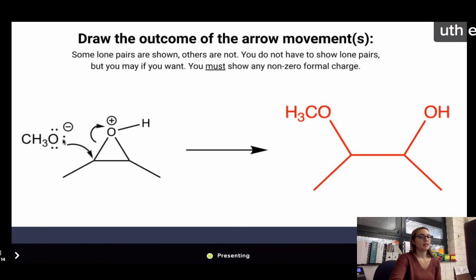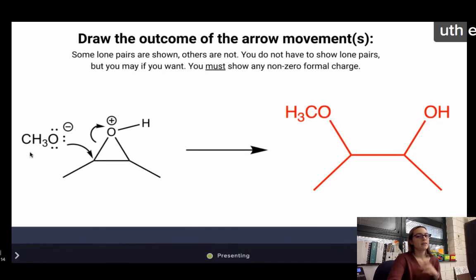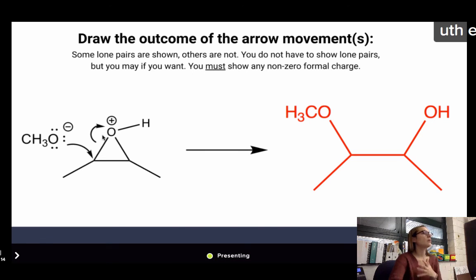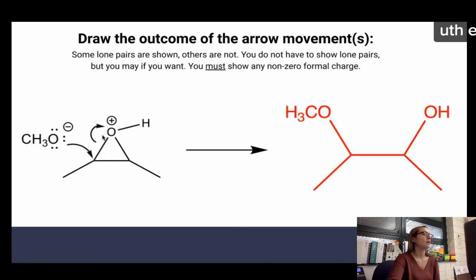And so again, this was lone pair to bond, bond to lone pair. If you say, how do we know how many lone pairs it has? That's based on the formal charges that we were given initially. That helps us to identify how many lone pairs it would have.